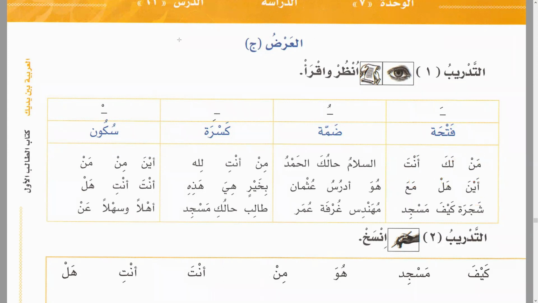Then Dhamma. What is Dhamma? The ending ones. Assalamu, haluka, alhamdu, huwa, adrusu. These are all dhammas, right? Usman, ghurfa, muhandis. Then kasra. What is kasra? Min, anti, lillahi, bi khairin. These are all kasra, right? One kasra, two kasra. Kasra tanween or one kasra.